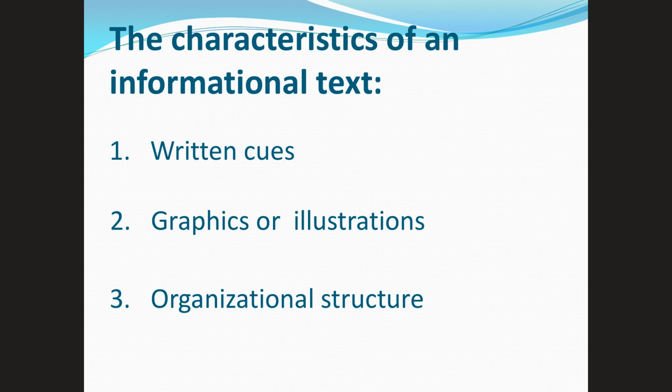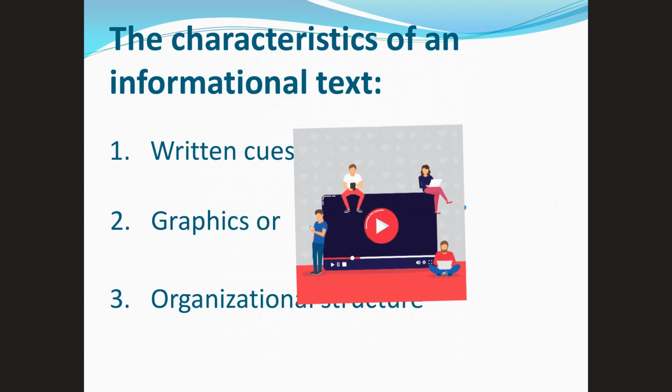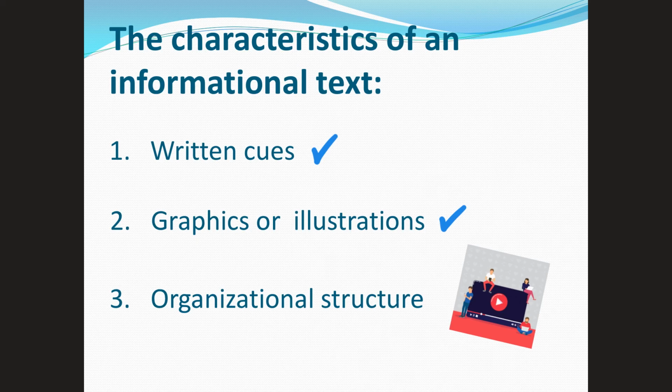An informational text contains a number of features that make it easier for readers to understand the text. The features covered in this video include written cues and graphics or illustrations. For the last feature, we will talk about it in the next video. Don't miss it.